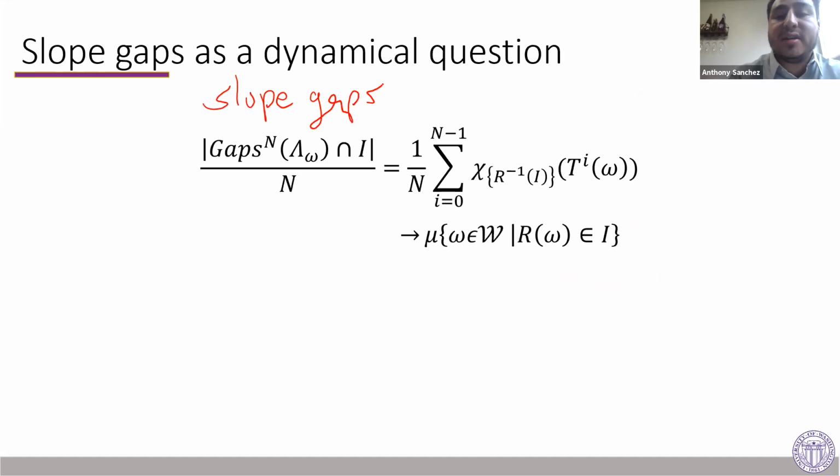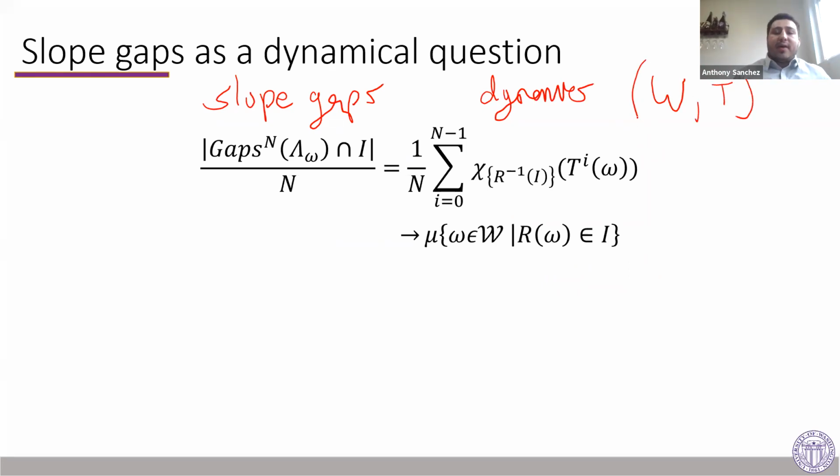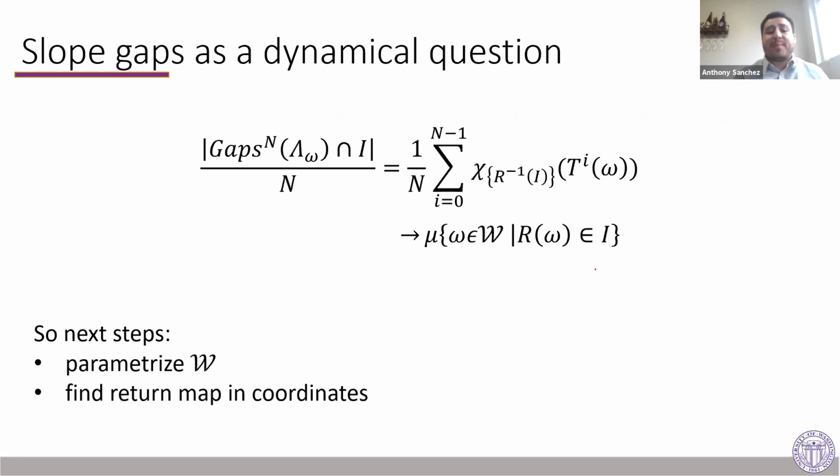into a dynamical question on the transversal W, T. And this closes this instance of the philosophy that I can turn a question about a fixed dynamical system into a dynamical question in the space of all translation surfaces. And it hints at what the next steps are. I need to parameterize W explicitly. And after I give it coordinates, I need to find the return map to compute this area.